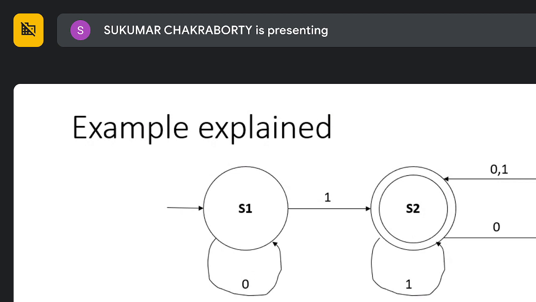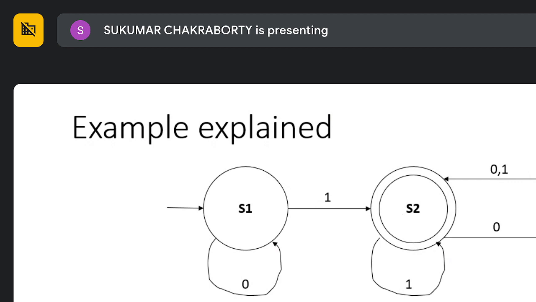But 0, 0, 1, 1, 0, 1, 1 is accepted. Similarly, 1, 0, 1, 0, 1, 0: we see 1, then 0, then 1, then 0, then 1, then 0. So it is in S3, not accepted.